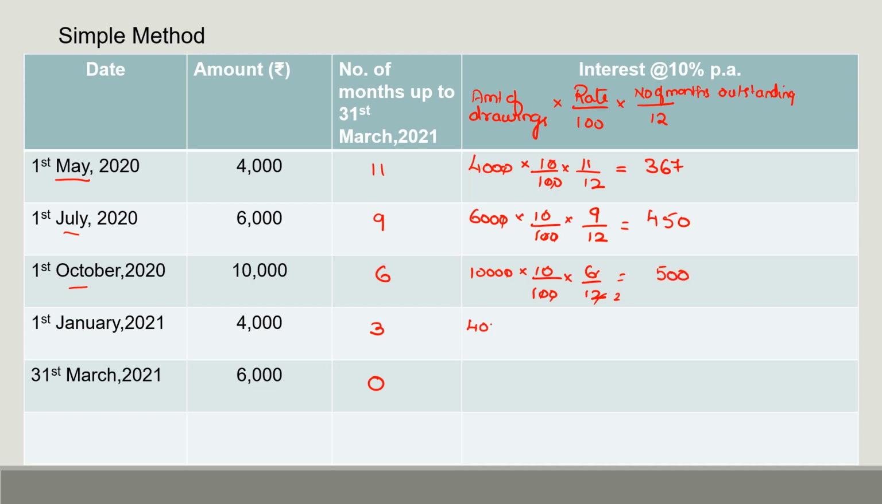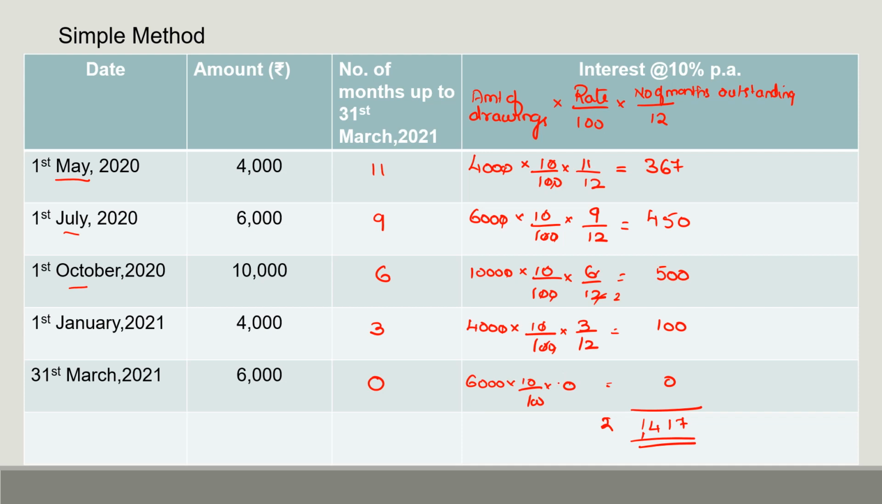And next one is 4,000 into 10 by 100 into 3 by 12. So calculate for this too. It comes to 100. For the last one, 6,000 into 10 by 100, but it is for 0 months. So it comes to 0. Now just total this up. It comes to 1,417. 1,417 is the amount of interest on drawings which is to be charged by the firm from the partner in this example. So using the simple method, we calculate interest on drawings in this manner.